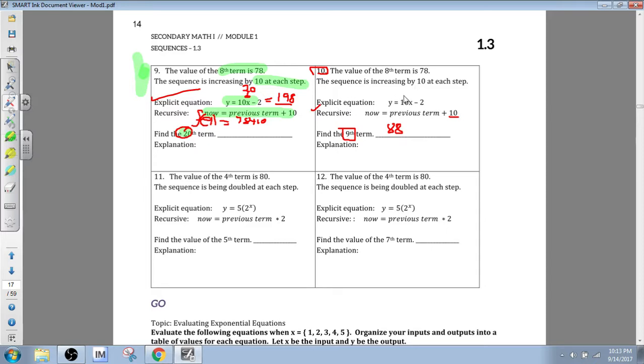Because to do it for the explicit, we have to do 10 times 9 minus 2, which is 90 minus 2, which is 88. This time, the explicit equation took longer, but the recursive equation was super fast. All I had to do was take this number and add 10. So in this case, the recursive is faster.